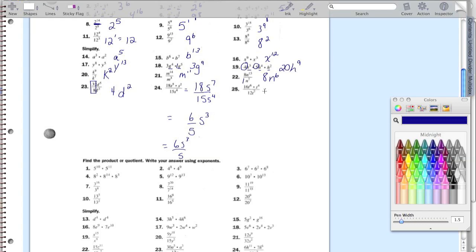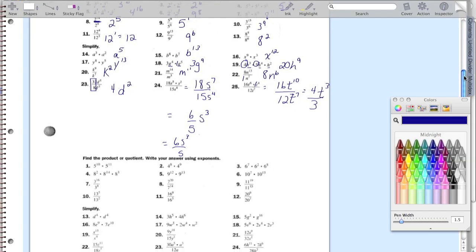Number 25, same thing again. You're going to simplify the numerator, so you're going to add 6 plus 4 and get 10, and multiply 16 times 1 and just get 16. So your numerator is 16t to the 10th, denominator is 12t, and I believe that's to the 7th. Then I'm going to subtract 10 minus 7, I get t to the 3rd, and simplify 16 over 12. 4 goes into both, so you get 4/3.